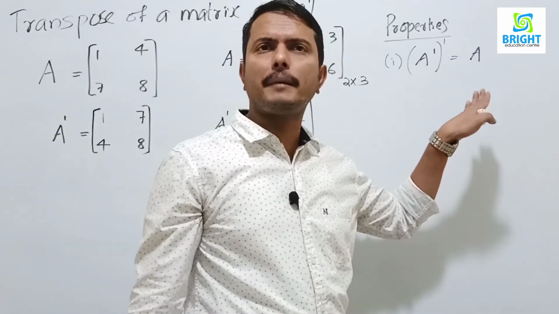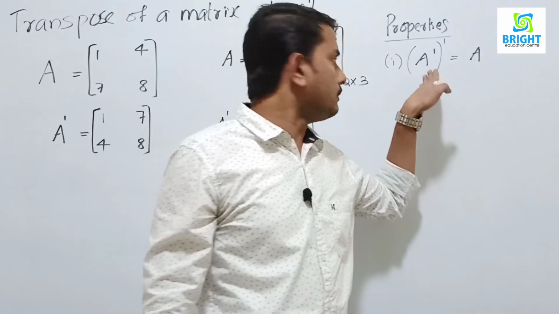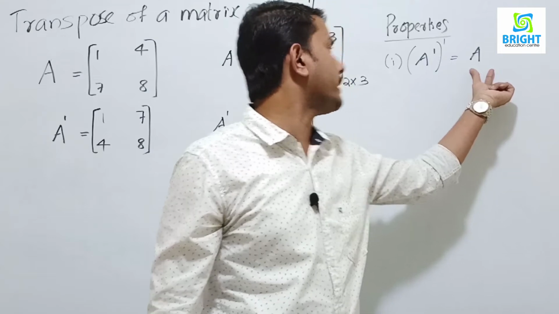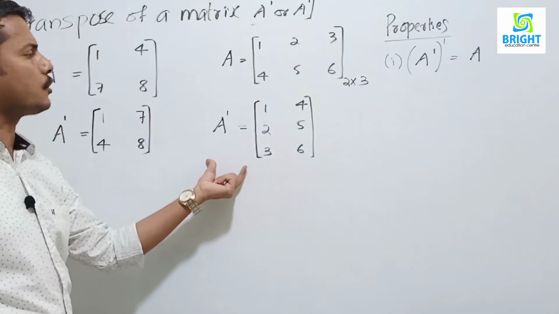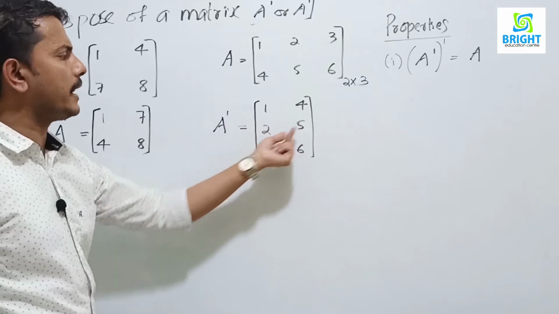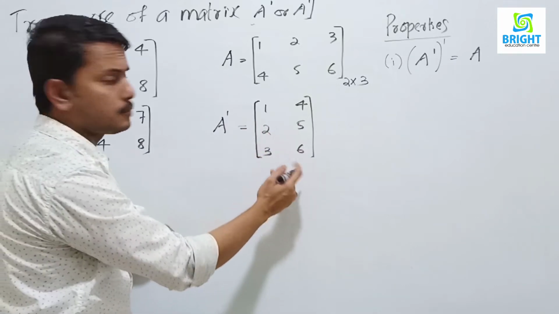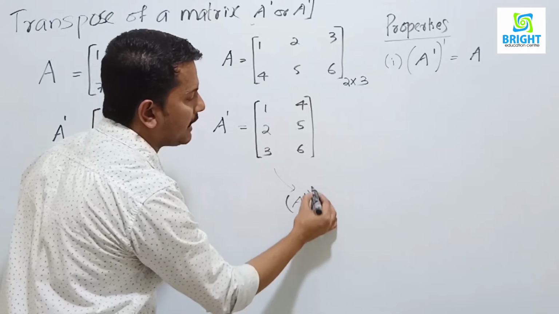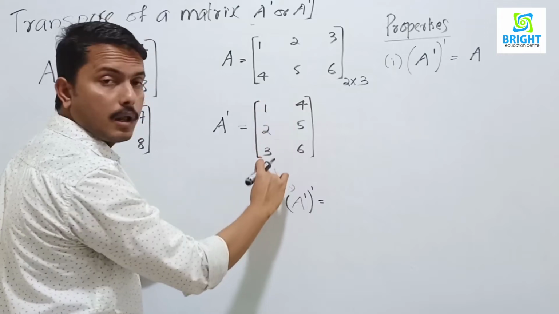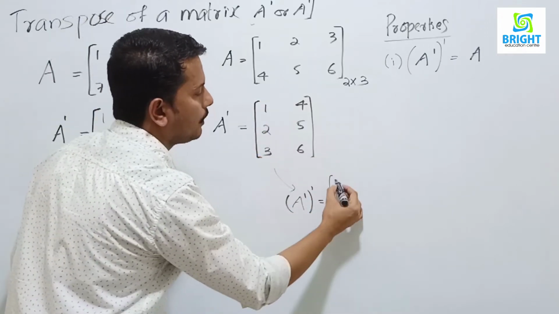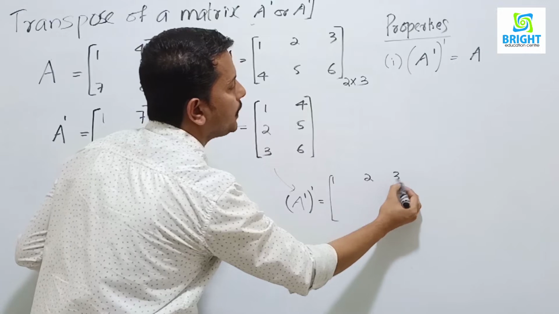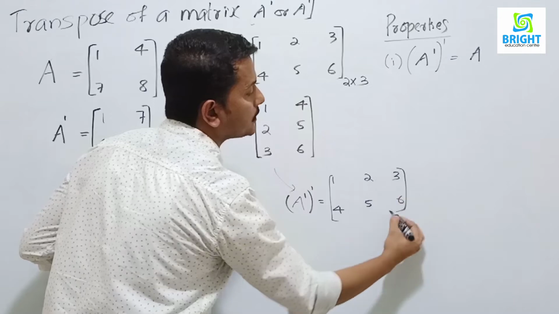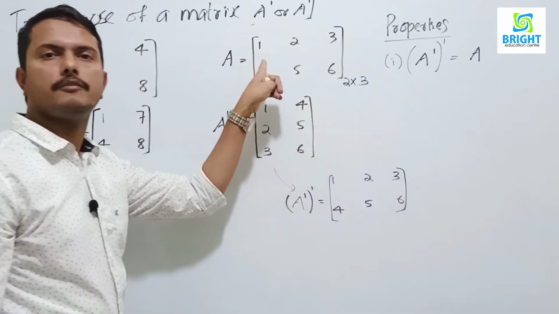What does that mean? If you find the transpose of a matrix and again interchange the rows and columns, you get the same matrix. I'll consider the same example. A transpose, which we already discussed, is 1, 4, 2, 5, 3, 6. If you find the transpose of this again, the columns will become rows: 1, 2, 3, 4, 5, 6. It is nothing but the matrix A itself.